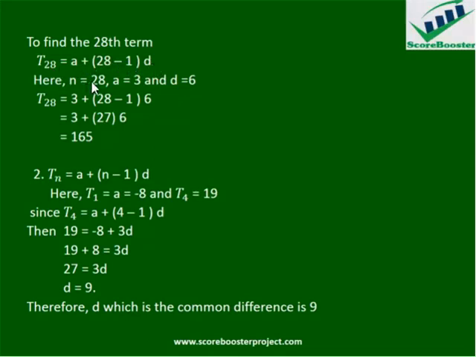Here n is 28, A is 3, and D is 6. T28 will be equal to 3 plus 28 minus 1 multiplied by the value of D, which is 6. 28 minus 1 is 27. 27 multiplied by 6 will give 162, plus 3 will give 165. So the 28th term of the arithmetic progression that has its 16th term to be 93, its common difference to be 6, and first term to be 3 is 165.